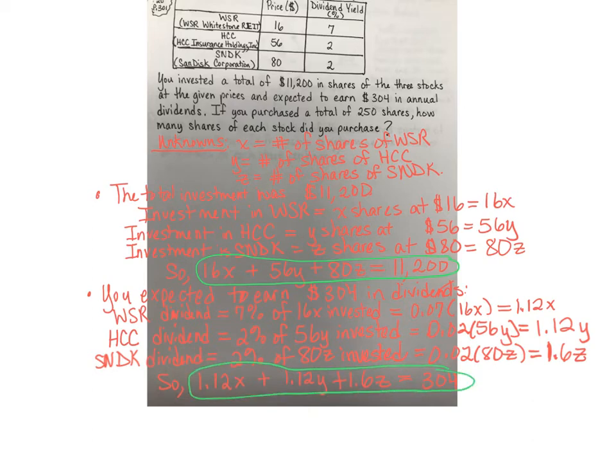Okay, now we need to find our last equation. But how do we do that? We have one more piece of information that we didn't use yet. If we purchased a total of 250 shares, that's what we haven't used yet. We haven't used the fact that we're purchasing a total of 250 shares. So that means if we take X, Y, and Z, add them up, equal to 250, that's the last equation. So you purchased, I'll write in red, stay consistent.